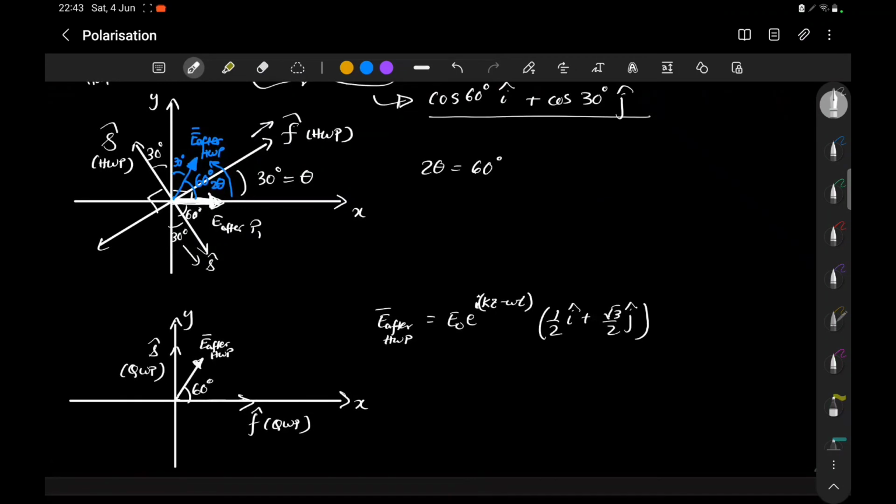Now the effect of the quarter wave plate is to introduce a phase shift of pi by 2 between the components along the fast and the slow axis. So this component is along the fast axis and this component is along the slow axis, because our fast axis is along the x-axis. So the field after the quarter wave plate is going to be as follows.